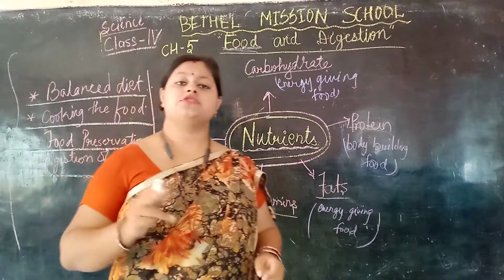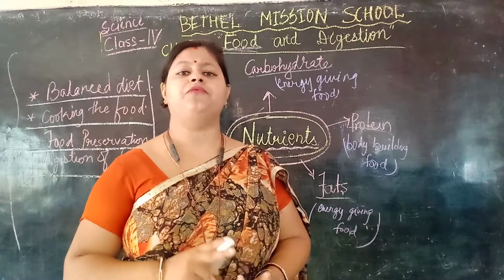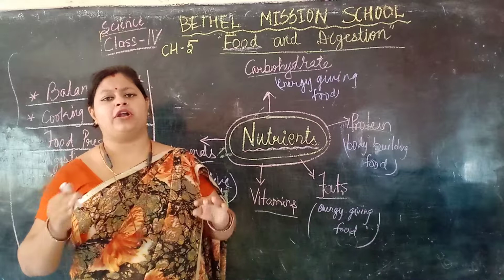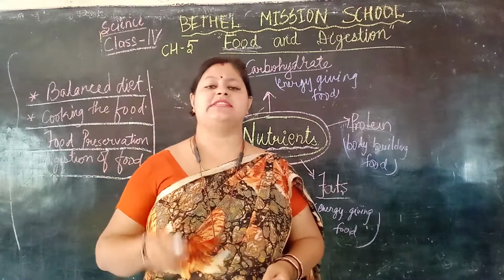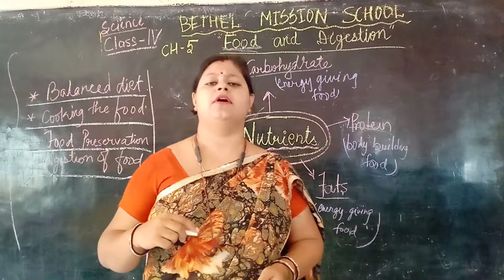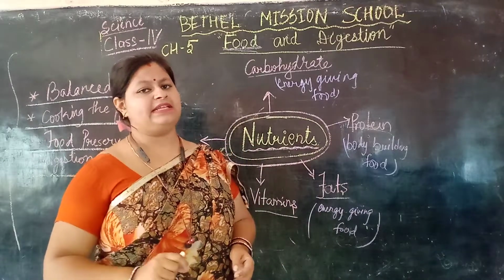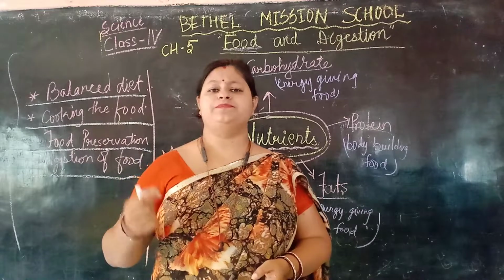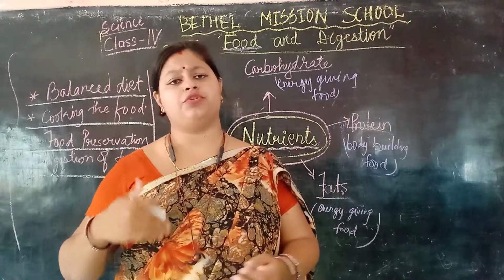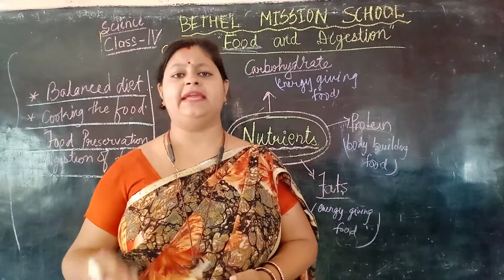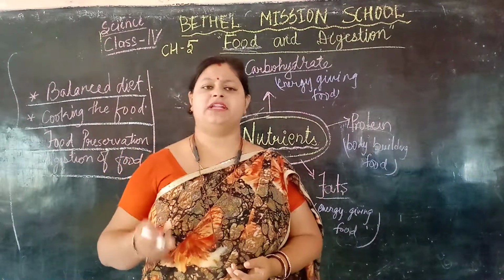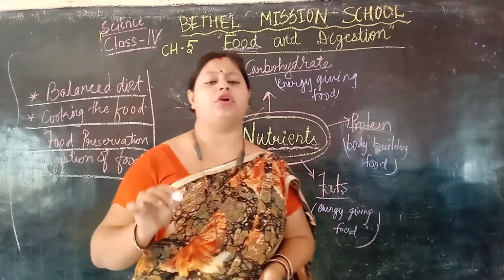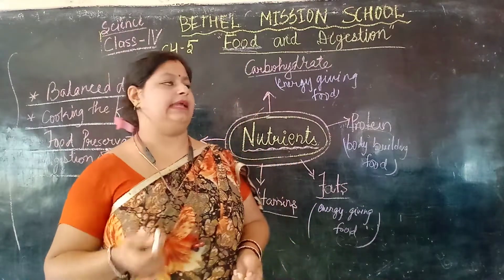Our body also requires roughage and water. As you know, 70% of the human body is made up of water. So water is very essential for our body, because a lot of water is thrown out by the process of sweating and urination. So we should take 6 to 8 liters of water every day.